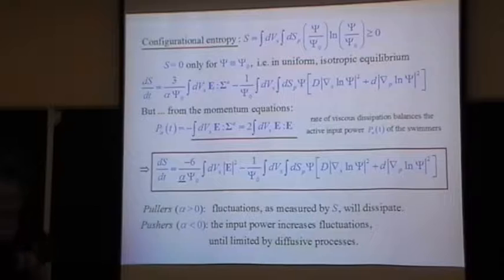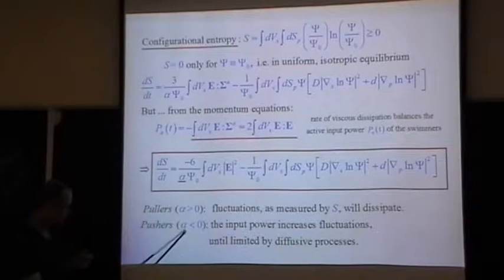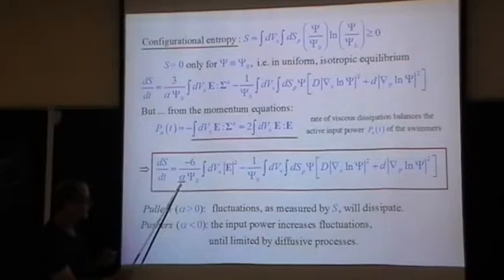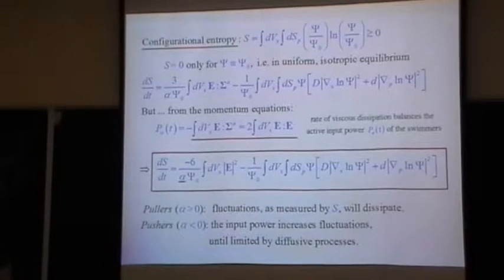Now I'm going to show you what happens when you look for this kind of prediction in the case of many-particle simulations, not kinetic theory. It turns out that this is what we see there as well. It's very interesting. Pushers: for pushers, that term is negative. So this can become a destabilizing term.